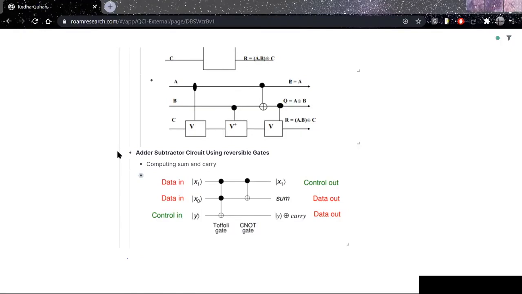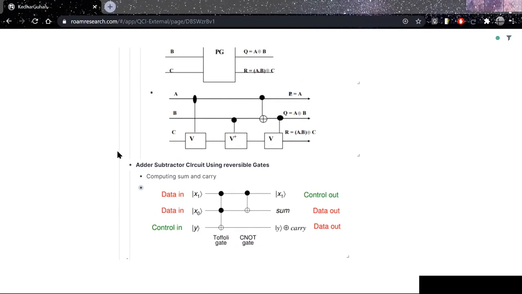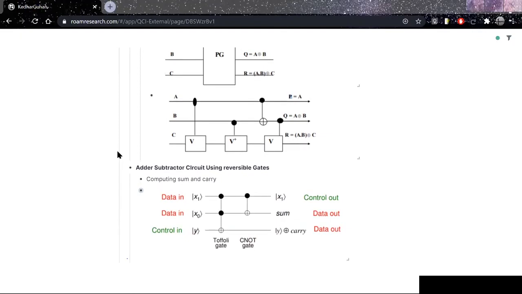All right, guys, any questions? If not, we'll move on to the next. I know I might have rushed, but the basic concept is the same. And if you want me to go through any of the circuit in detail, or if you do not understand the Toffoli gate in detail, then I can go through it again.